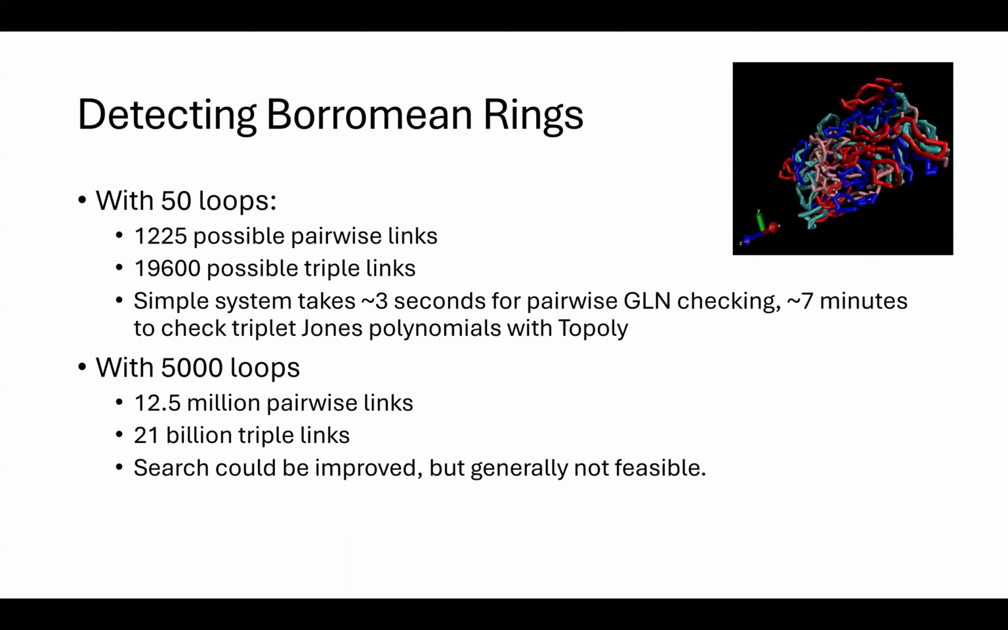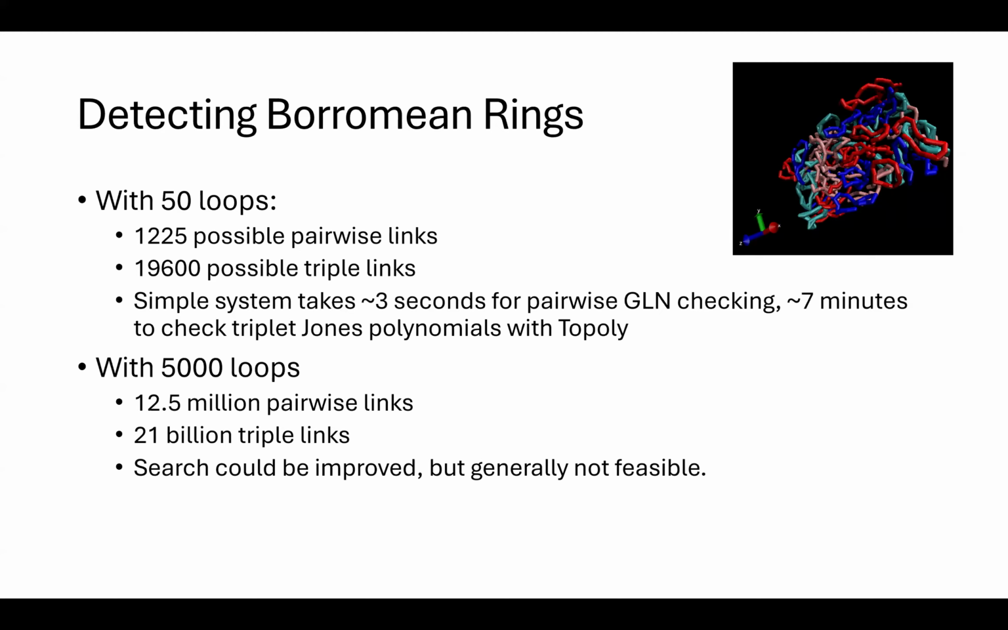Calculating that for one of these simulated kinetoplasts can be challenging, not just because the knot invariants are challenging to compute, but because of the combinatorics. If you have 50 loops, you have 1,225 possible pairwise links, but then you have 19,000 possible triple links. So just setting up a system like the one that Davide did his first study with, with 50 loops, it took about 3 seconds to compute the Gauss linking number between every pair of links, but then 7 minutes to check every 3 links for their Jones polynomial for Borromean linking.